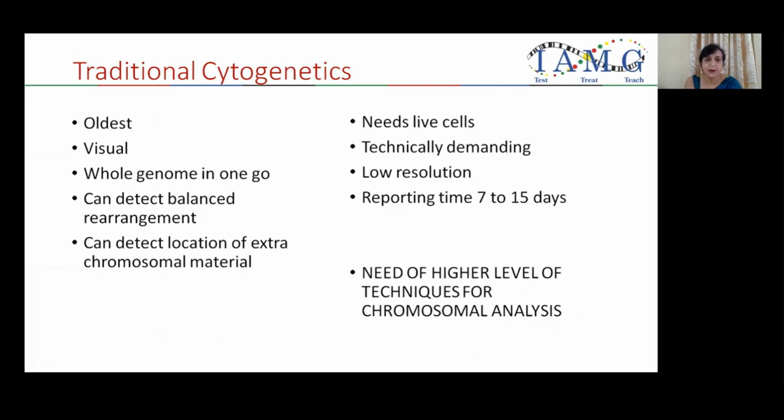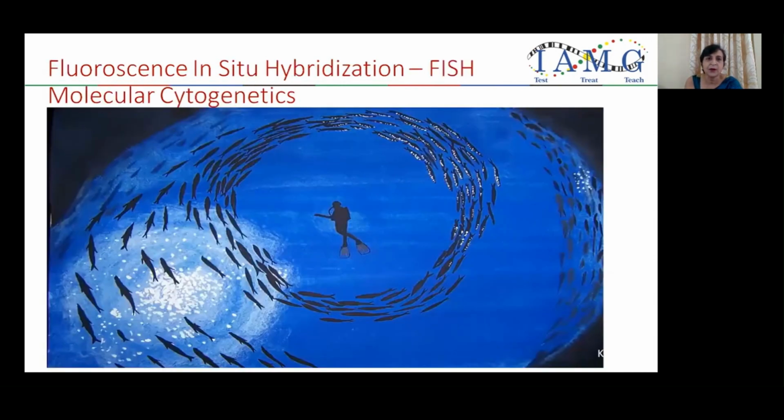Resolution is mainly low, but it can detect balanced rearrangements, and you can visually look at the region which is extra and where it is attached, or from where it is deleted. But always a need was felt for a higher level of resolution, and techniques for high resolution study of chromosomes were always sought. This led to one technique called fluorescence in situ hybridization, or FISH technique.